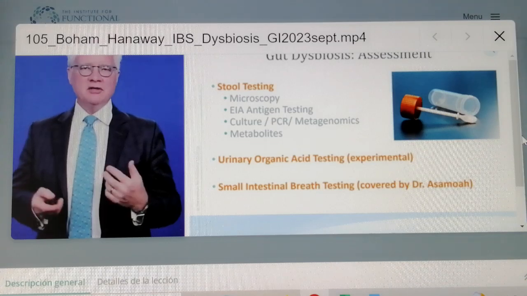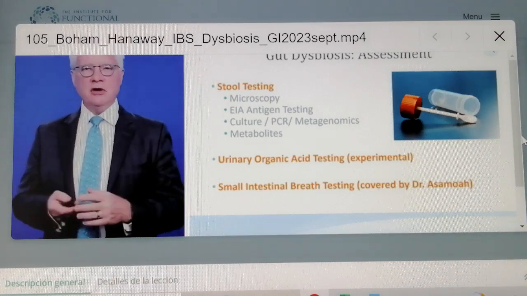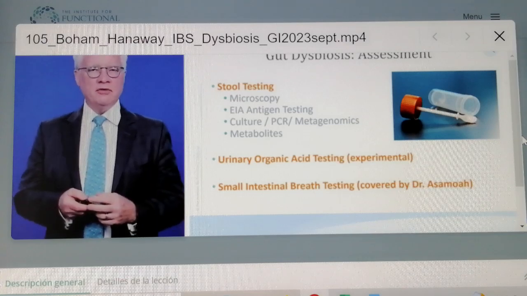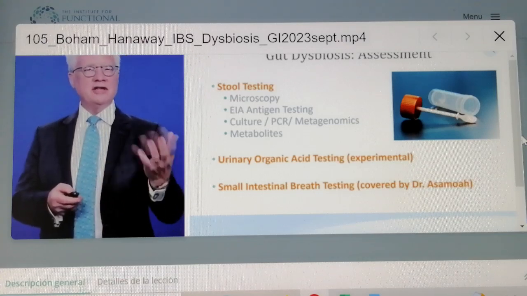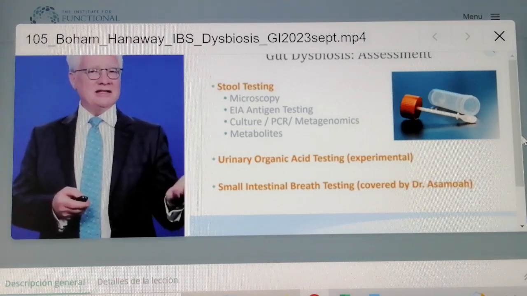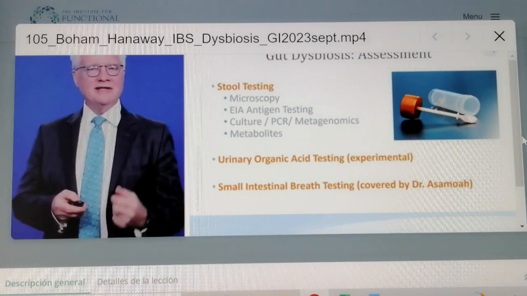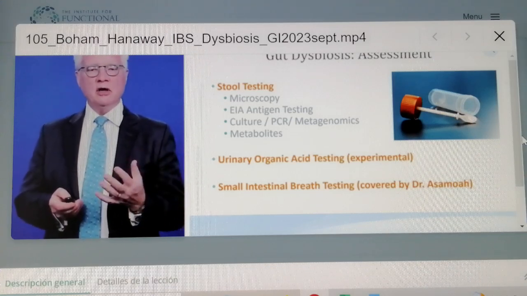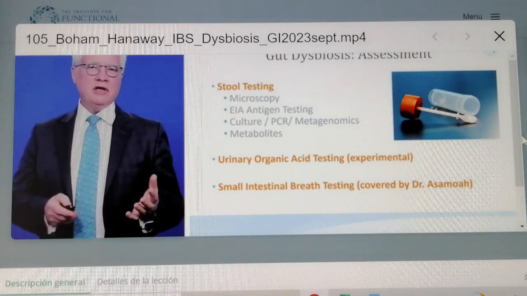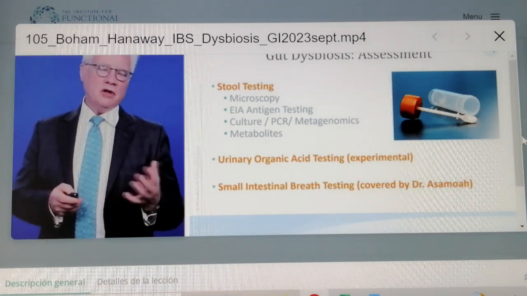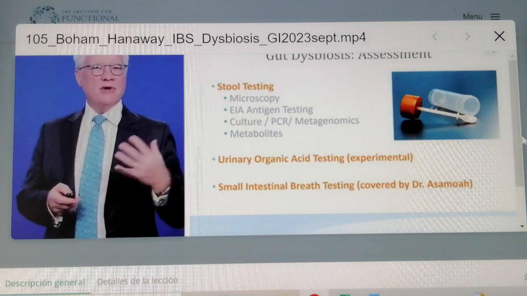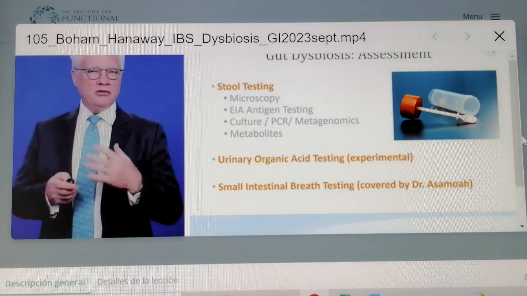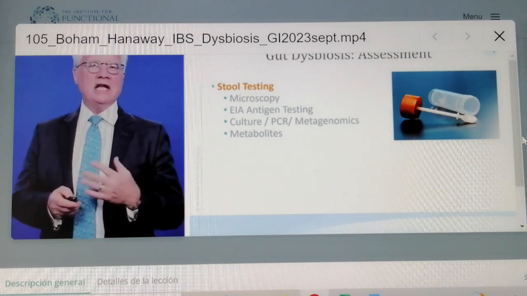We also have, experimentally, the ability to look at urinary organic acid testing, like I showed with the 35-year-old woman with CFIDS who had some alterations in those organic acids that could tell us about malabsorption, and could tell us about both bacterial and fungal dysbiosis that are going on. And then we also have the ability to look at small intestinal bacterial overgrowth with breath testing, which Dr. Asamoah is going to be talking about tomorrow. So there are multiple different ways that we can get at understanding.